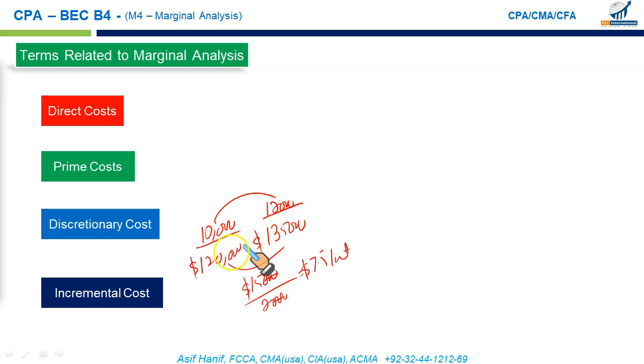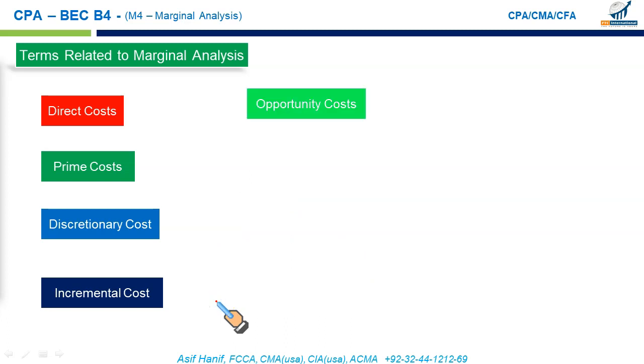It's also called the outlay cost or the out-of-pocket cost, because this is the extra cost we have to pay in order to increase our output from 10 to 12, right? So remember, incremental costs are the additional costs incurred to produce additional units of production, and of course they are relevant in decision making. Next key term is the opportunity cost.